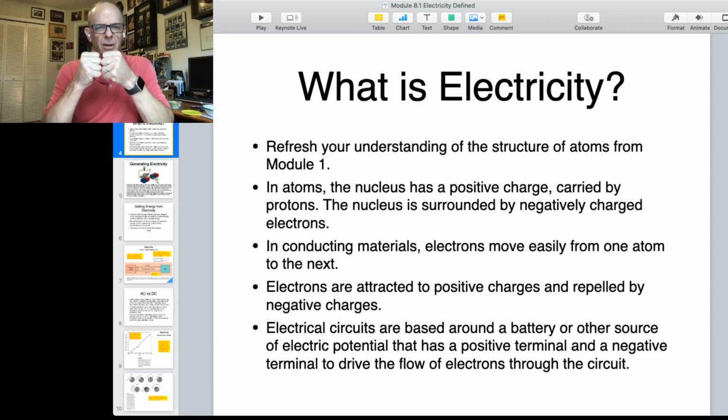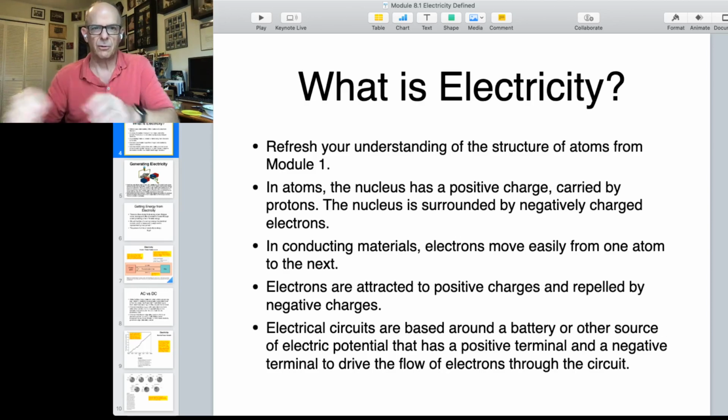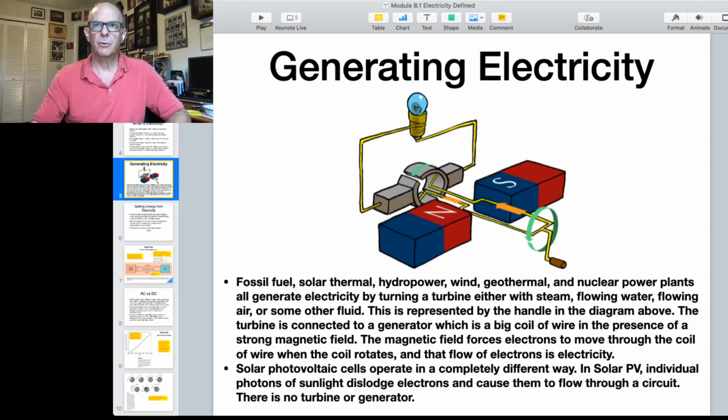What matters is that an electric potential is the separation of positive and negative charge, and the greater that potential, that means the more charge I've got separated, the greater potential I have to drive an electric current through a circuit and power some electrical circuit. So how do we generate electricity?